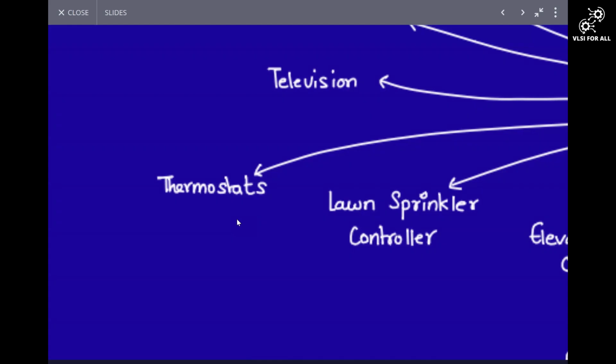Temperature measurement, right? And based on temperature measurement, what can you control? The basic thing that you can control by measuring the temperature of the room. What is it? An air conditioner, right? Smart air conditioner. So yeah, AC. An AC has a thermostat built in.